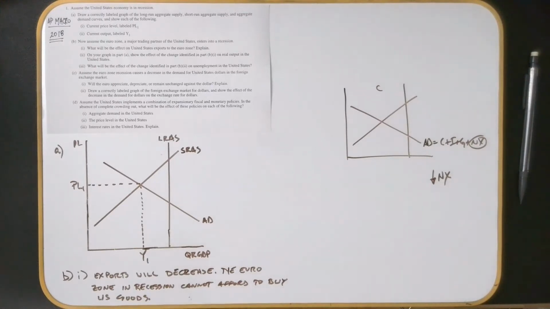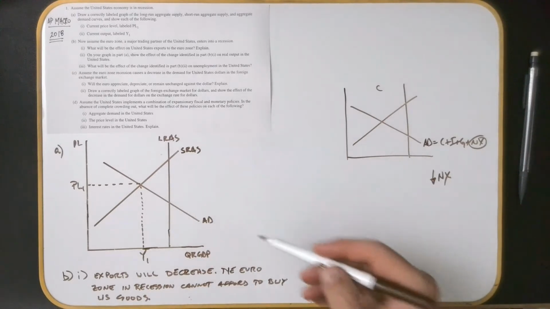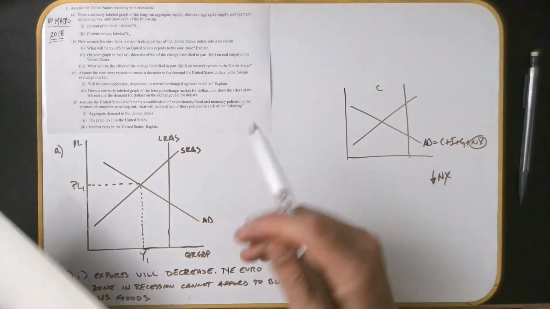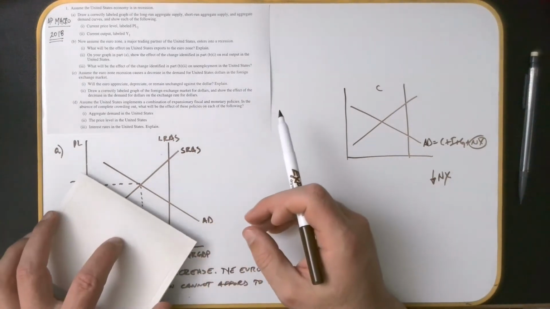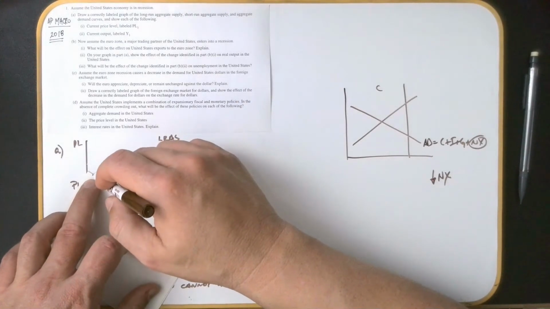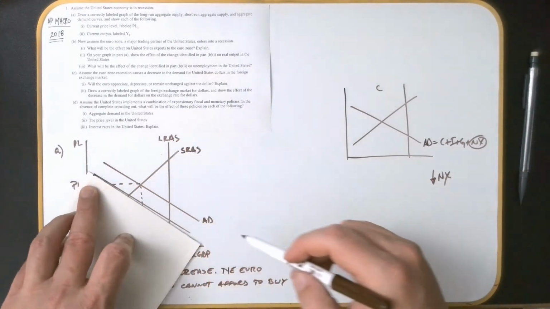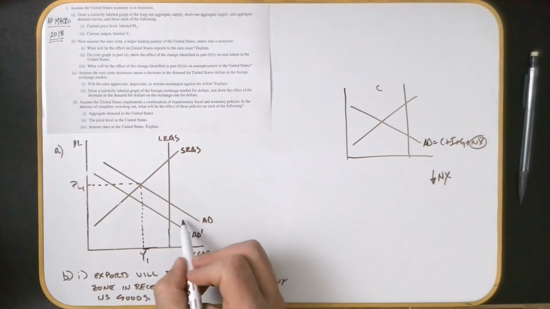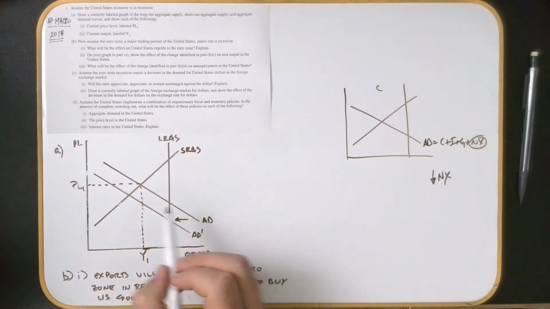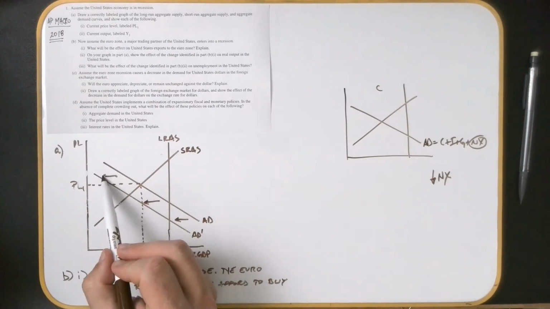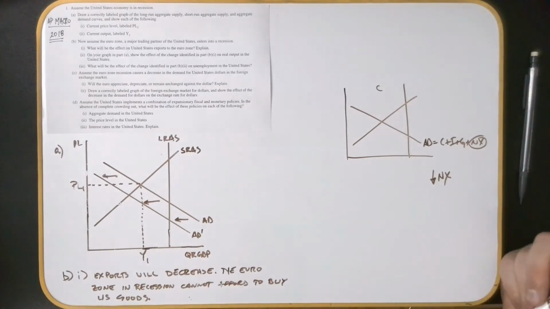All right, now for part 2, it says, on your graph in part A, show the effect of the change identified in part 1. So we just have to show a decrease in aggregate demand here. So we'll just draw a parallel line. So it looks like we're going to wind up in a deeper recession here. So I'm going to call this AD prime, and I want to make sure I have arrows showing a decrease in aggregate demand.